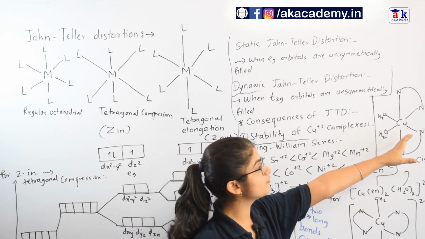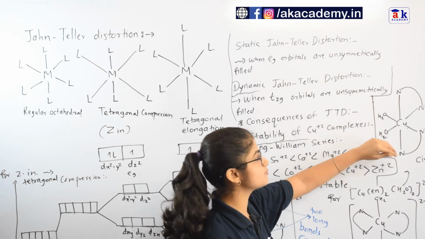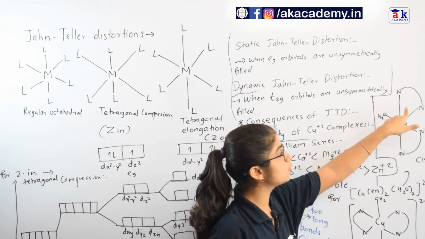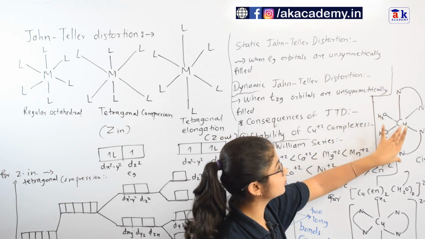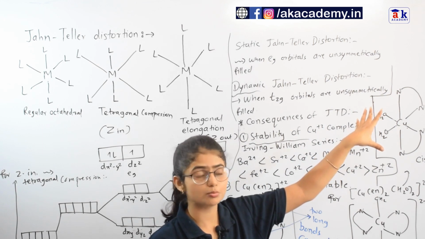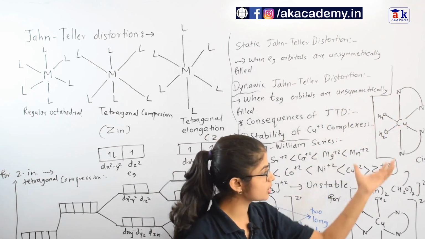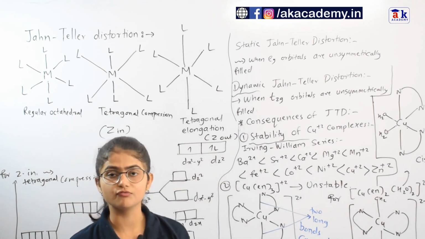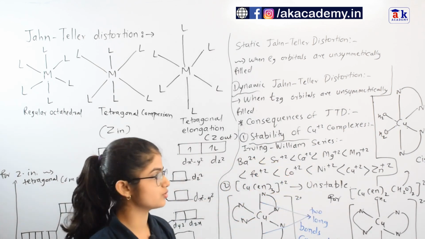But if you see the cis complex, for cis complex the two H2O molecules are on the same side, and the two ethylene diamine also have to be on the same side, and since they have to be on the same side, the axial bonds are longer, and that's why again they cause a strained kind of system over here. So that's why the cis form will be unstable and the trans form will be a stable form. So these are actually the consequences of Jahn-Teller distortion.